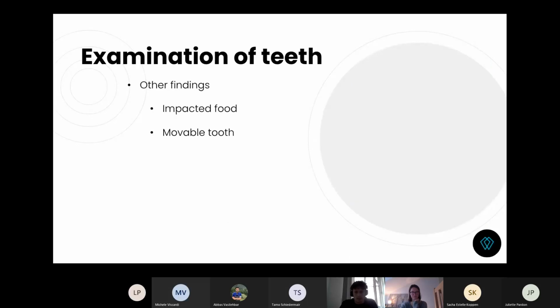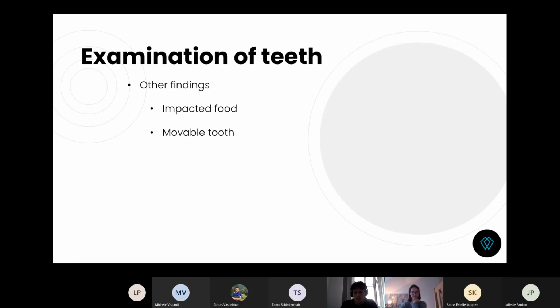Yeah, and then there are all kinds of other things. I just wrote down things that maybe happen a little bit more often, or at least it happened to me sometimes: impacted food, where the patient comes with a complaint of some pain or some pressure. Usually it's restored teeth, so it's not the natural contact point anymore, or maybe the contact point of the filling is not good enough, and then food gets impacted there. So this you can find and remove.